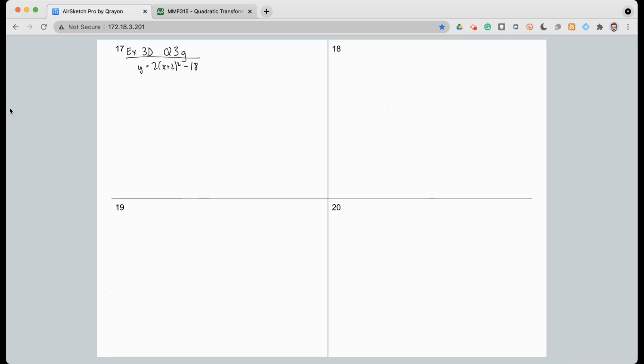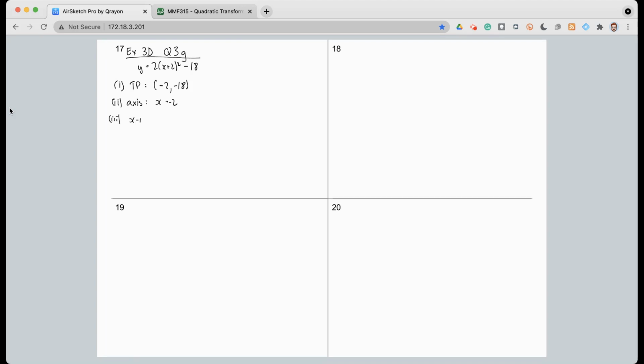Okay, one last example and that will do. So this one here, 2 means that it's going to be vertically squished. It's going to be thinner, but it's also positive, which means it's not going to be reflected. In x plus 2 all squared, the plus 2 means I've gone back by 2, and I've gone down 18. So let's get into it. Number 1, the turning point is going to be, instead of 0, 0, I've gone back 2, I've gone down 18. For the axis of symmetry, x equals -2.